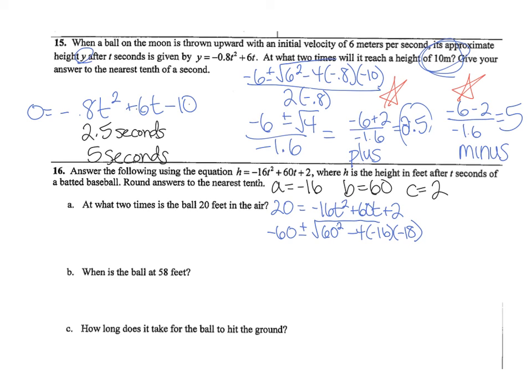You're like, where'd the 18 come from? Well, I had to get the 20 over. So my C is going to be -18 because you had to bring the 20 over with the 2. Okay? So all over 2 times -16. I'm just making mistakes everywhere. I'm so sorry, guys. My two answers are 3.4 seconds and 0.3 seconds.